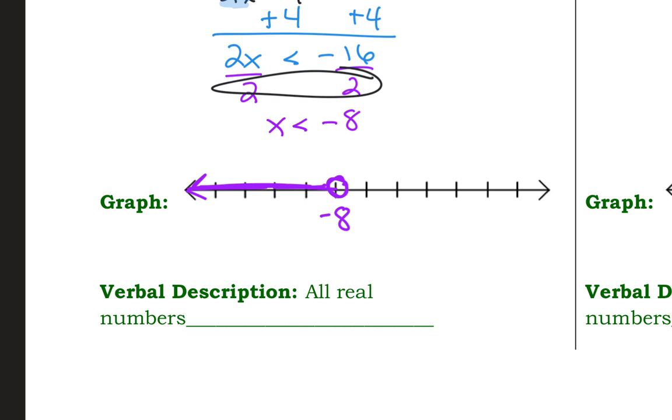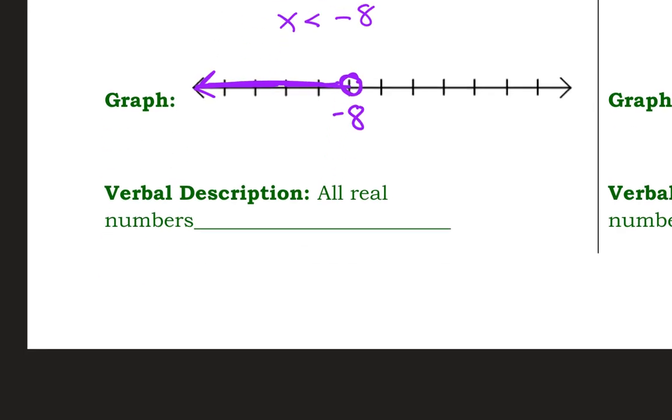Okay. So read that to me one more time. What does this say? This tells me that X is what? X is less than, and that's all you put down here. All real numbers are less than negative 8. All you're doing is reading me that last statement. That's all you're doing. All right?